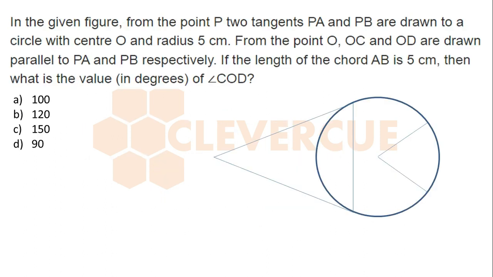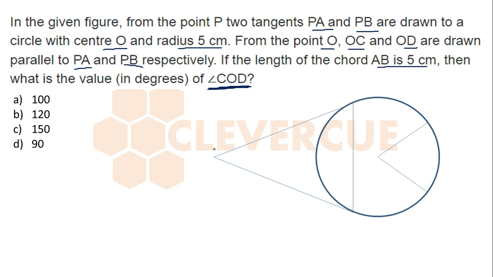Now moving to the next question. In the given figure, from the point P, two tangents PA and PB are drawn to a circle with center O and radius 5 centimeters. Now from the point O, OC and OD are drawn parallel to PA and PB respectively. If the length of the chord AB is 5 centimeters, then what is the value of angle COD?